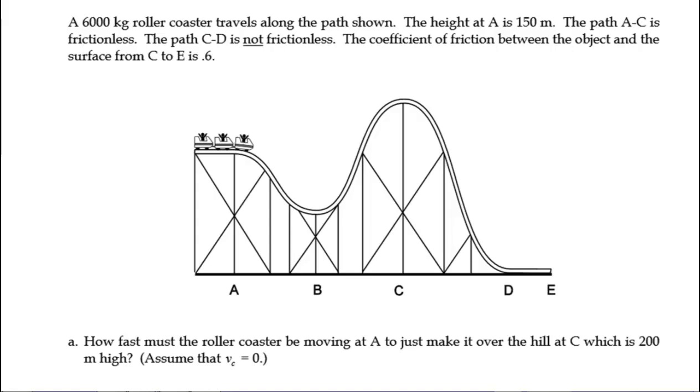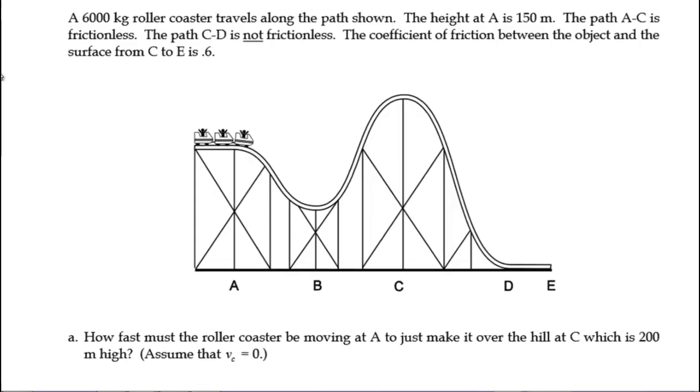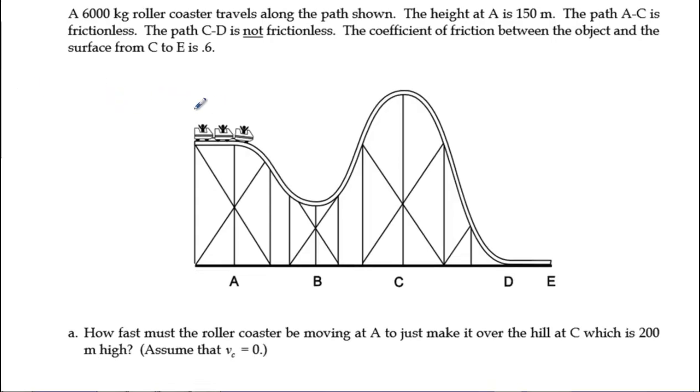We're going to go ahead and work a couple problems of conservation of mechanical energy that involve some numbers. We're actually going to do some math. A 6,000 kilogram roller coaster travels along the path shown. The height at A is 150 meters, so they tell us this height, 150. The path A to C is frictionless, so we don't have to worry about anything changing mechanical energy here.